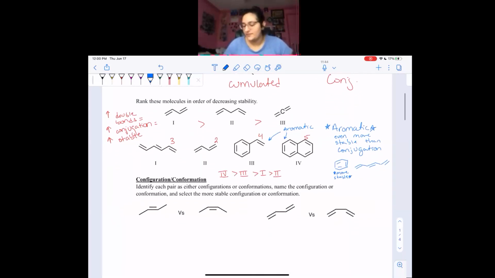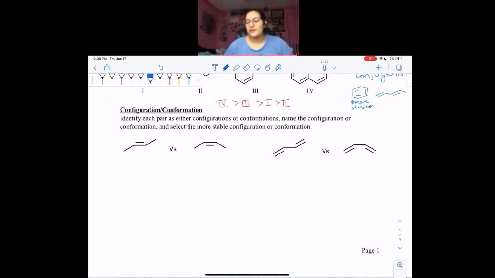Alright, so now we're going to talk about configuration and conformation. This is a pretty straightforward chapter in my opinion, until we get to the very end. But this stuff gets really confusing to students at first, especially if you have trouble seeing things in 3D. So if you have any questions about configuration and conformation, no matter how silly you might think it is, please ask so you don't get super confused. But I will try my best to keep everything super straightforward.